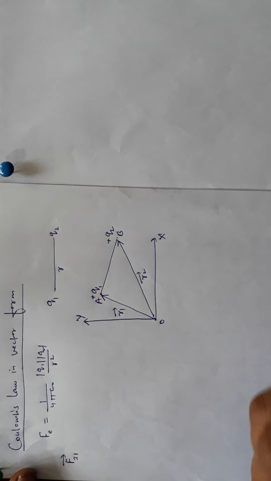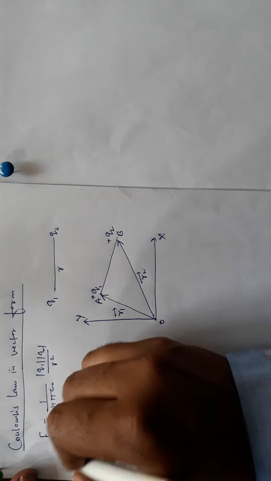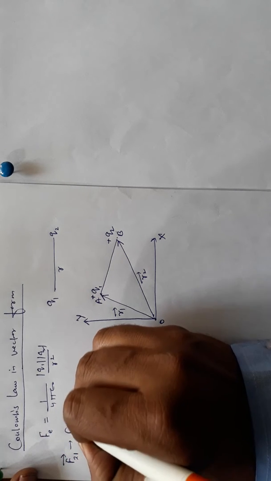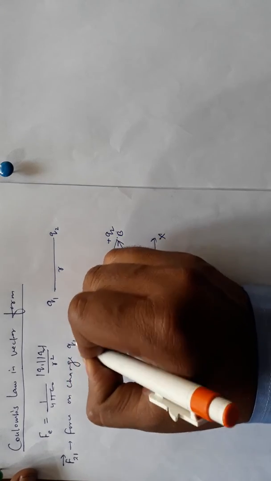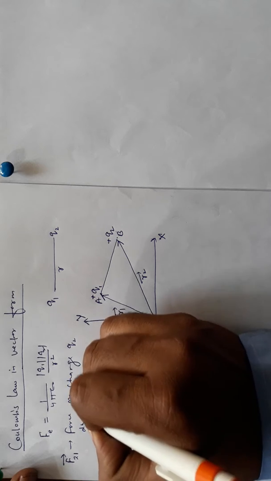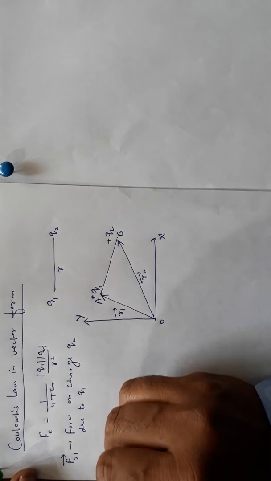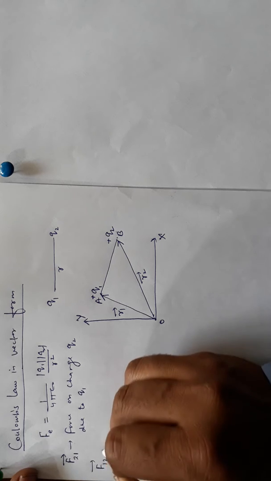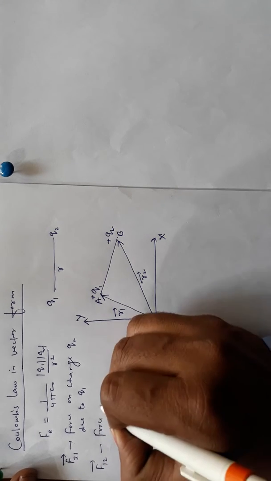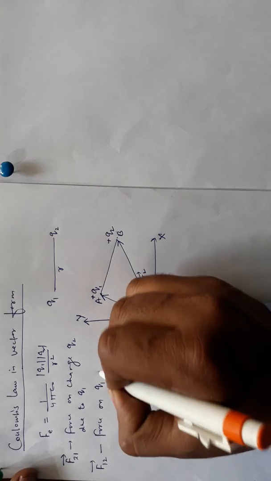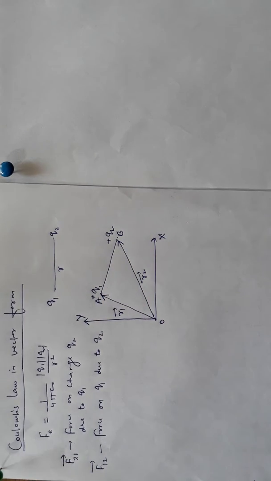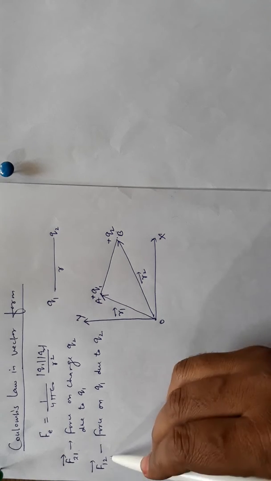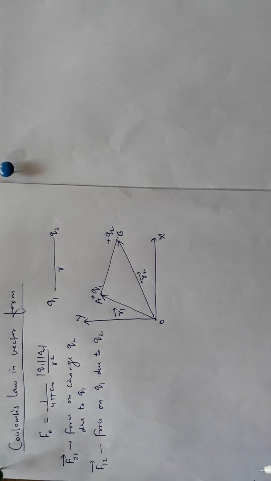F21 is the force on charge Q2 due to Q1, and F12 is the force on charge Q1 due to Q2. Now we are going to find both F21 as well as F12. So let us find them one by one.